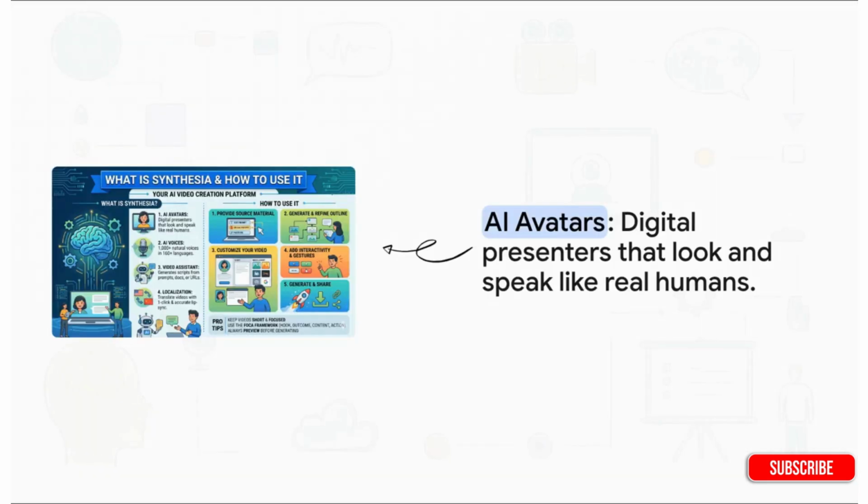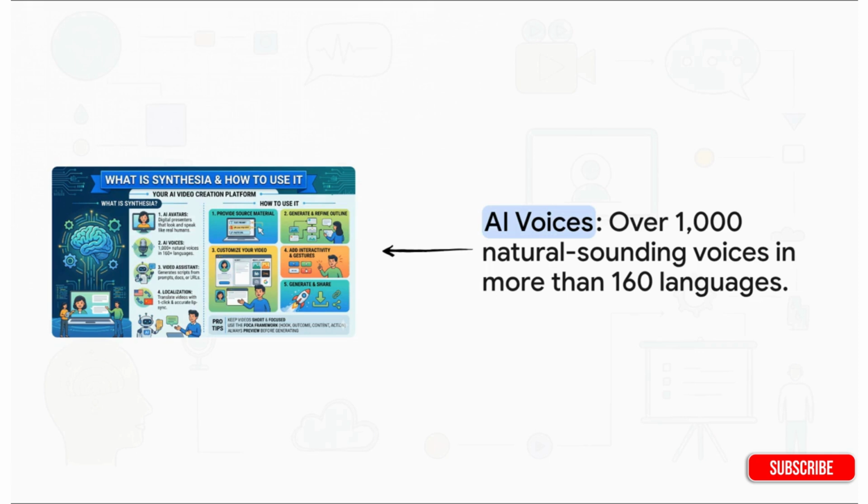First up, you've got the AI avatars. Seriously, think of these as your digital actors on demand. They're photorealistic presenters that look, move, and talk just like real people. This completely gets rid of the need to film anybody, so you can just pick the perfect face for your message.